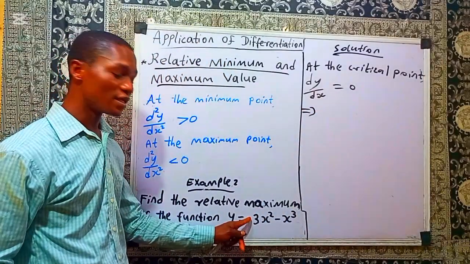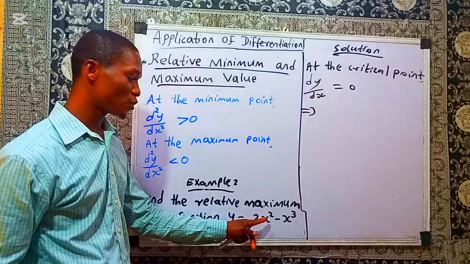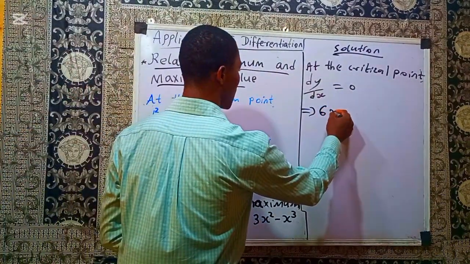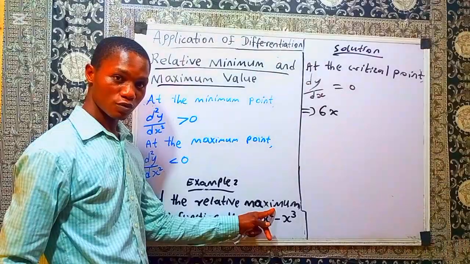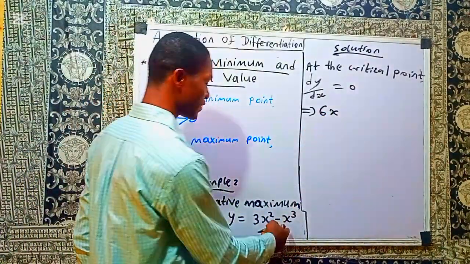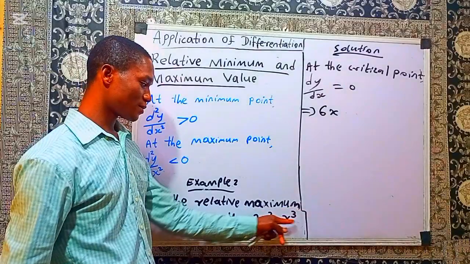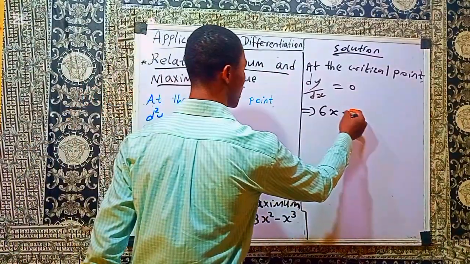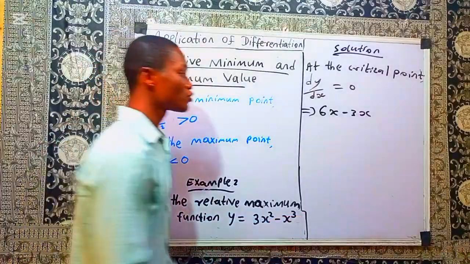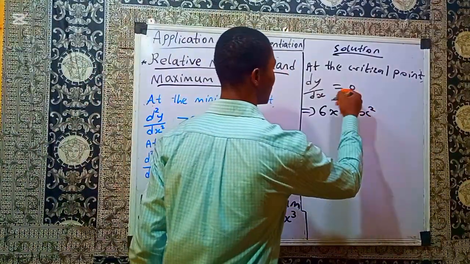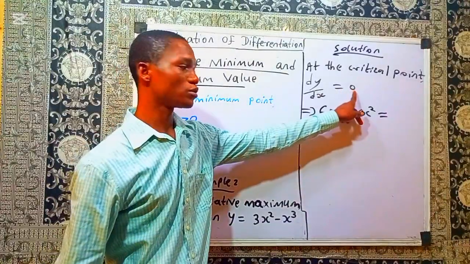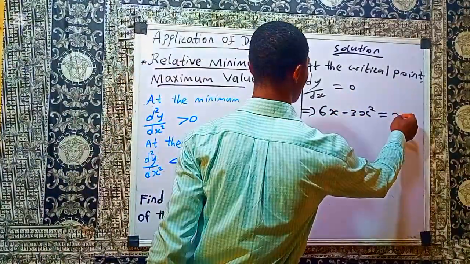If you differentiate 3x squared with respect to x, what's the power? 2. 2 multiplied by 3, you have 6. And if you remove 1 from 2, you are going to have 1. So that's 6x power 1. Then differentiate x raised to power 3. If you bring down this power 3, you are going to have minus 3x. If you minus 1 from 3, you are going to have 2. And at the critical point, this first derivative should be equated to 0.